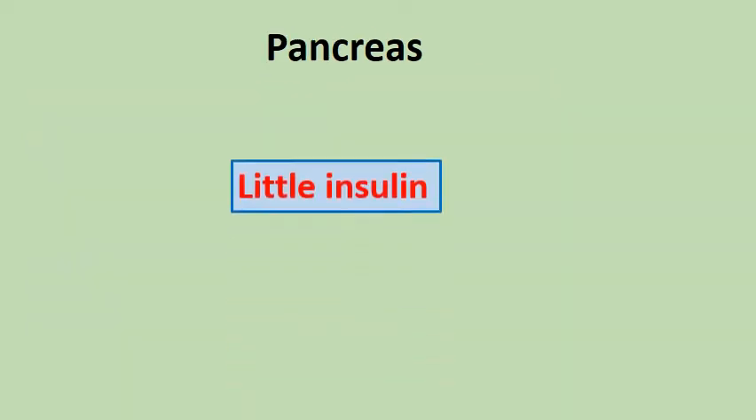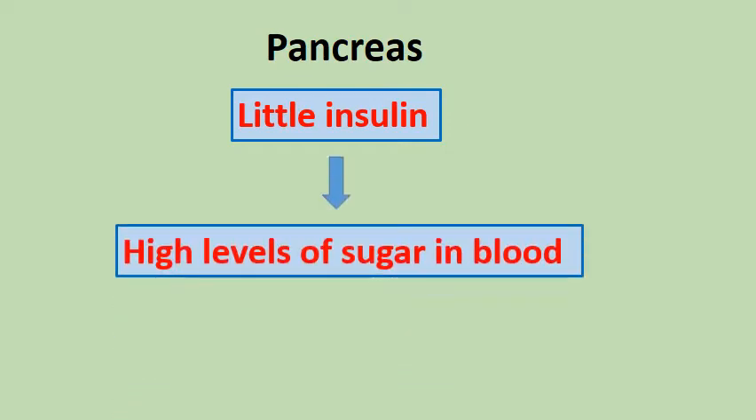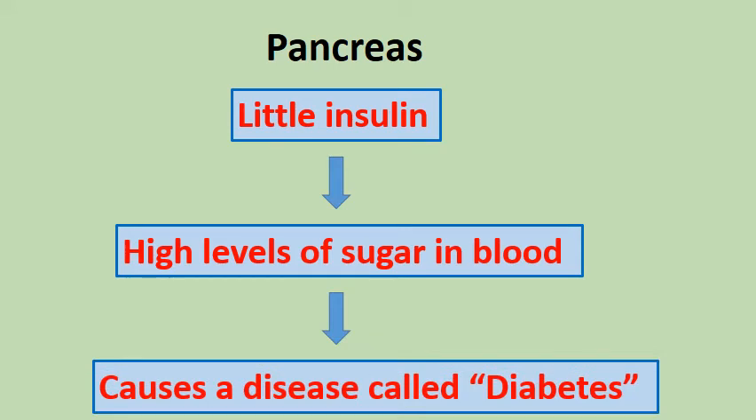So the pancreas should secrete the normal amount of insulin. If it secretes little amounts of insulin, we're going to have high levels of sugar in the blood. This means that we're going to get sick, and we're going to have a disease called diabetes. Again, the pancreas is considered as two types of gland.